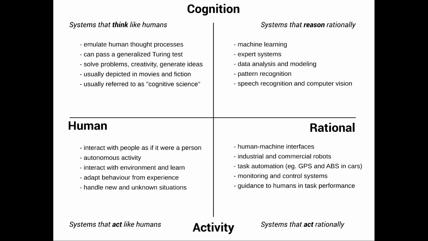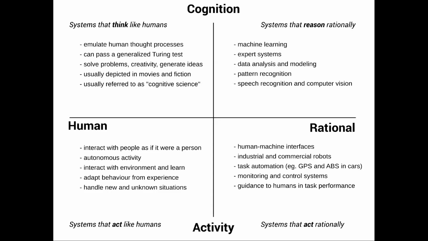But it's the stuff on the right that's really interesting to us, because we throw away the idea that you have to be like a human to do the same kinds of things that humans do. So we've got things like machine learning, expert systems, data analysis and modeling, pattern recognition, speech recognition. And we say these are systems that reason rationally. In other words, they may not think the way we think, but they can come up with solutions that are comparable to the kinds of solutions we come up with.